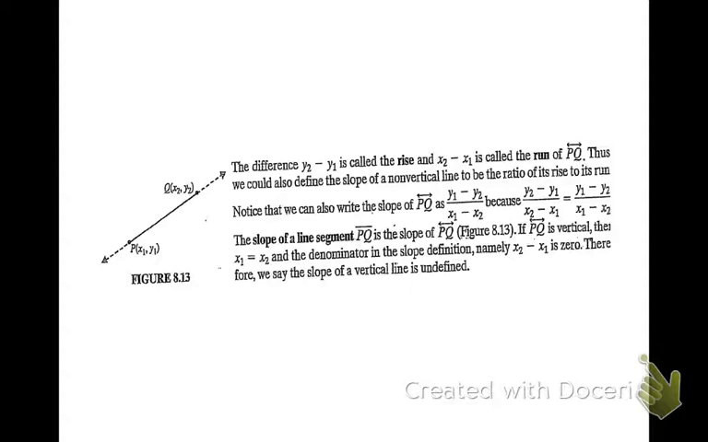If line PQ is vertical, then x1 equals x2, and the denominator of the slope, by definition, namely x2 minus x1, is 0. Therefore, we say a vertical line's slope is undefined because you cannot divide by 0. If it's straight up and down, your x2 and x1 are going to be the same, so that would be 0. You can't divide by 0, so we say a vertical line has undefined slope. Any questions there? Okay?